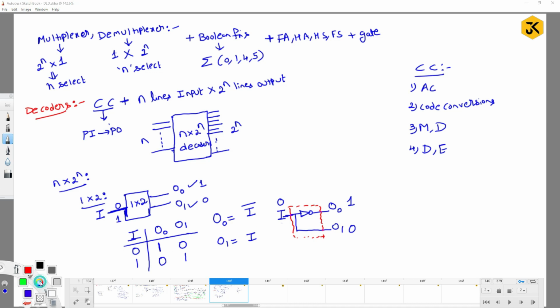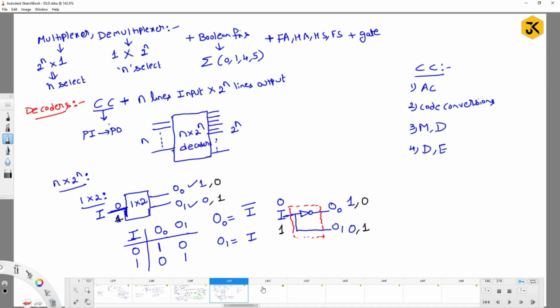Similarly, if you pass 1, at the output O0 you are going to get 0, and at the output O1 you are going to get 1, as it is. This is the way your 1 by 2 decoder is going to work.